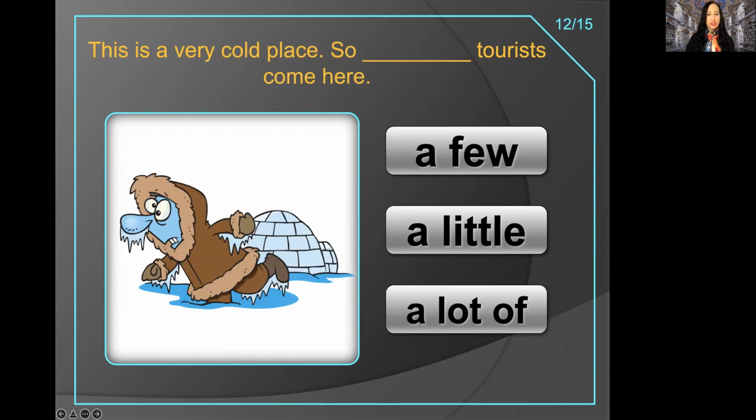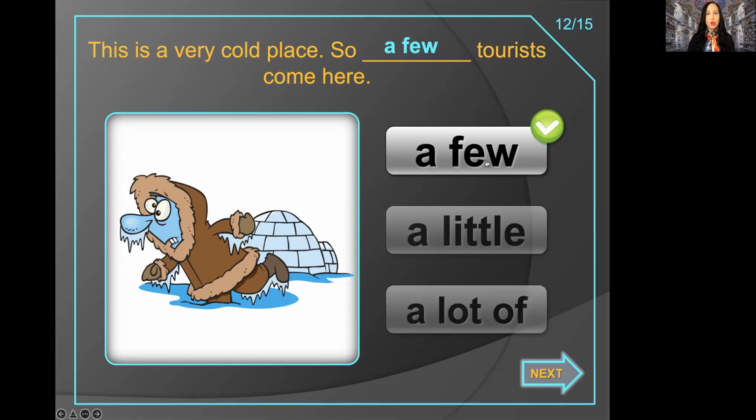All right, look at the picture. This is a very cold place. So a few tourists come here. So a little tourists come here. So a lot of tourists come here. It's very cold. So do you think there's a lot of visitors, a lot of tourists? Nope. So what would it be? A few tourists, a little, or a lot of? Which one? Let's see, do we get it right? That's right, a few tourists come here. Great job.